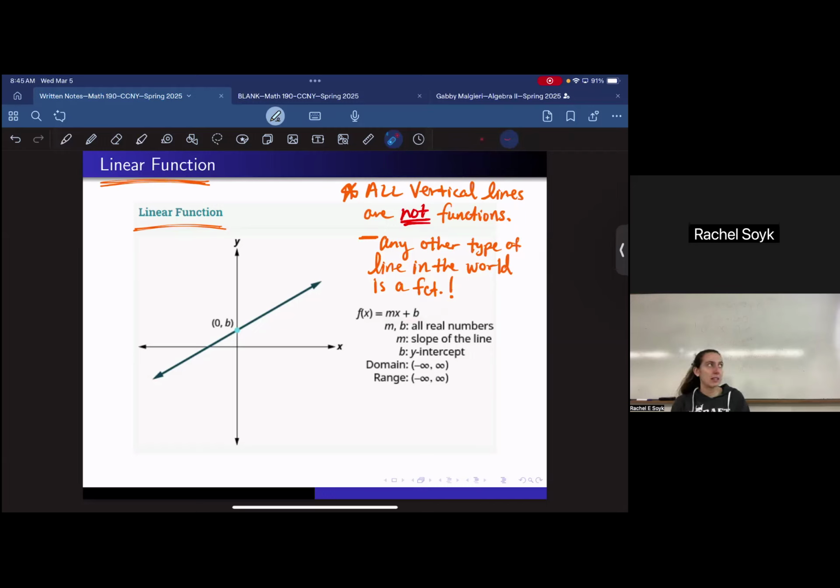We also once again see our famous slope-intercept form, our y equals mx plus b, but in this case, in function notation, our f of x equals mx plus b. And then we are able to identify that our domain and our range, there are no restrictions here. We have all possible x and all possible y values, negative infinity to positive infinity.